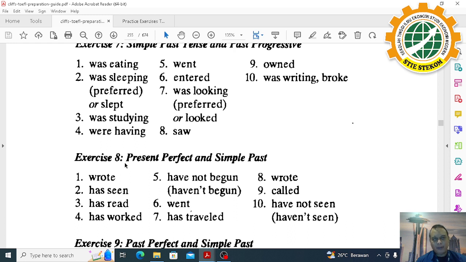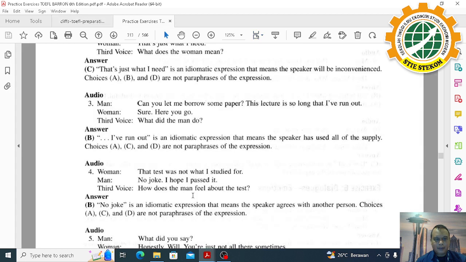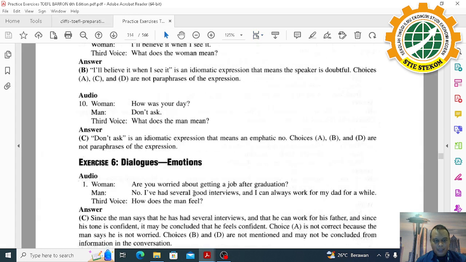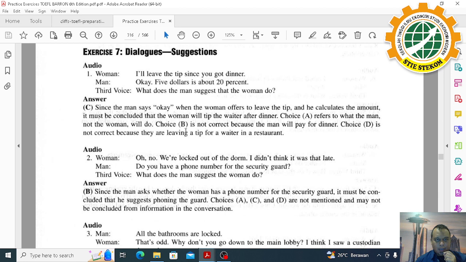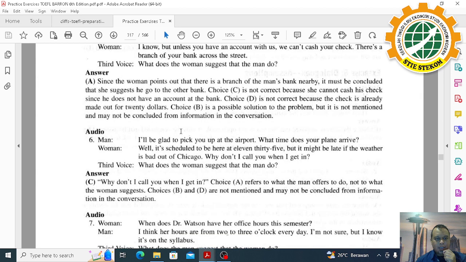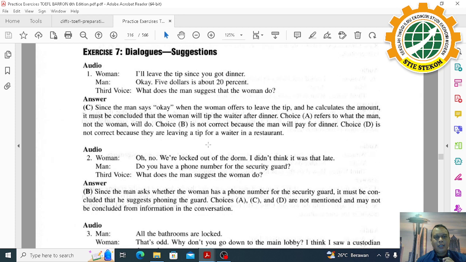Yang berikutnya kita masuk ke yang listening. Nah, yang listening kita masuk ke exercise 7 and 8 ya. So 7 and 8, okay, we have here dialogues for suggestion, and then number 8 is a dialogue for assumption.